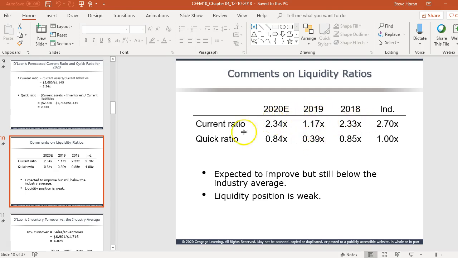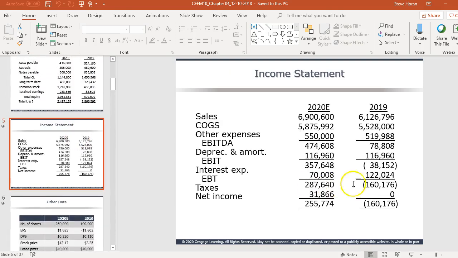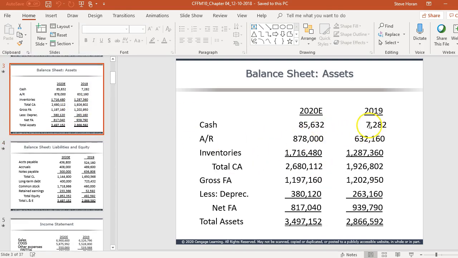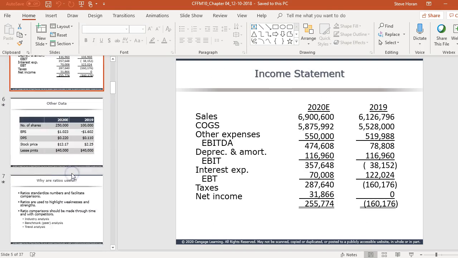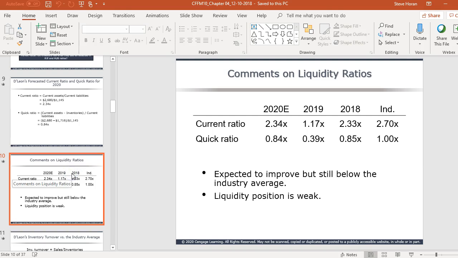And you can see 2019 was not a good year. We had a net loss right here. Their cash position wasn't very good, and so on. So we can see there were some issues, some problems in their 2019 numbers. The 2020 numbers have definitely improved, and we're just seeing the 2018 ratios for the first time.